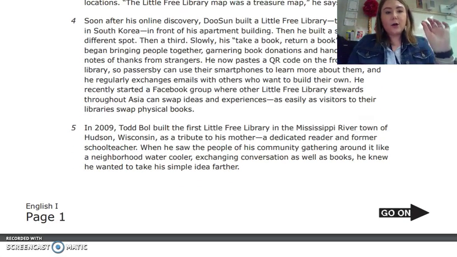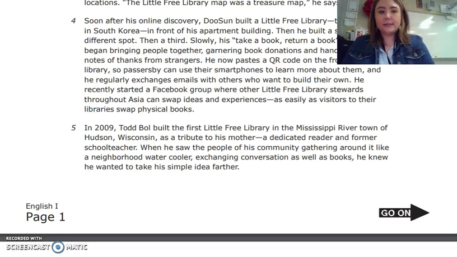So all of paragraphs 1, 2, 3, and 4 were all kind of about Do Sun and him in South Korea building these little free libraries. So I automatically see in 5 that we're kind of changing the scenery a little bit.